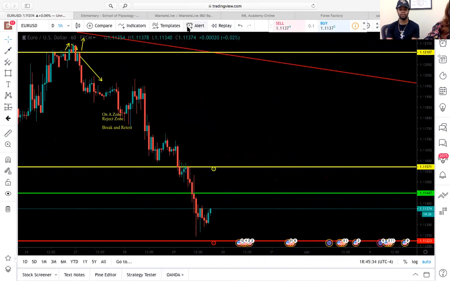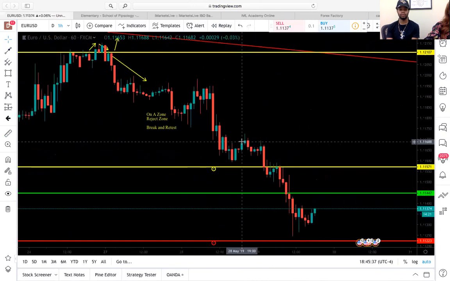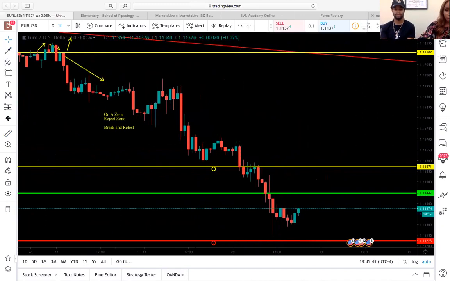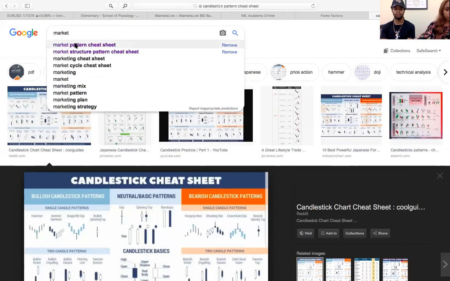Market patterns. You can also look for market patterns within a market, once the price gets to your support and your resistance line. Or you can go to Google and type in market pattern cheat sheet.